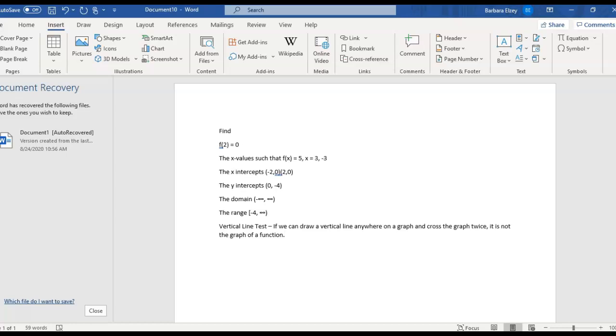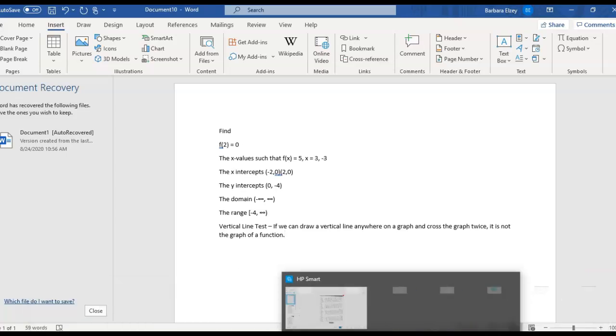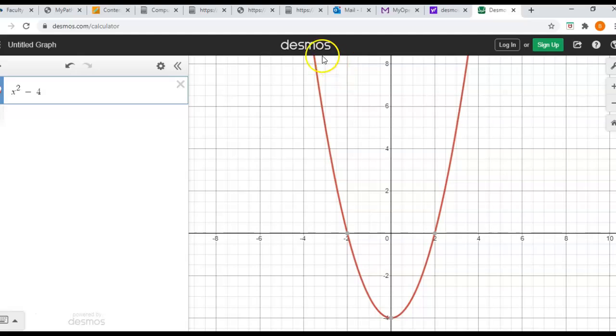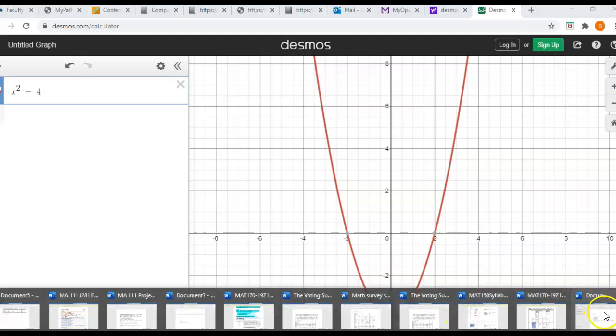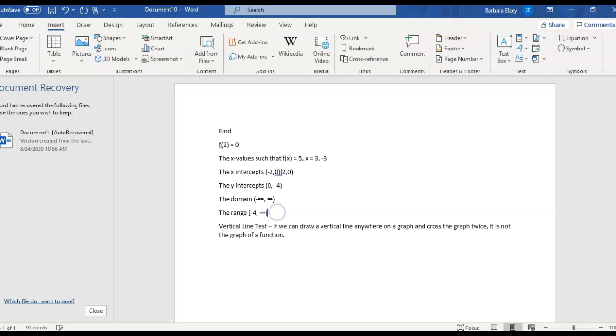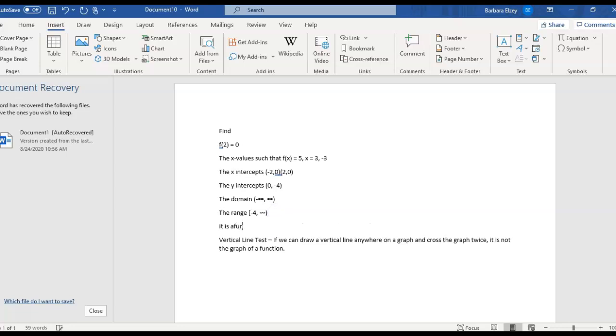Now, let's notice if we go back to this graph here. Any vertical line I attempt to draw, so if I draw one right here, or if I draw one right here, no matter where I try to draw a vertical line, it only will pass through this graph one time. That means that this is the graph of a function. So this one passes the vertical line test. It is a function. Let's look at a second one.